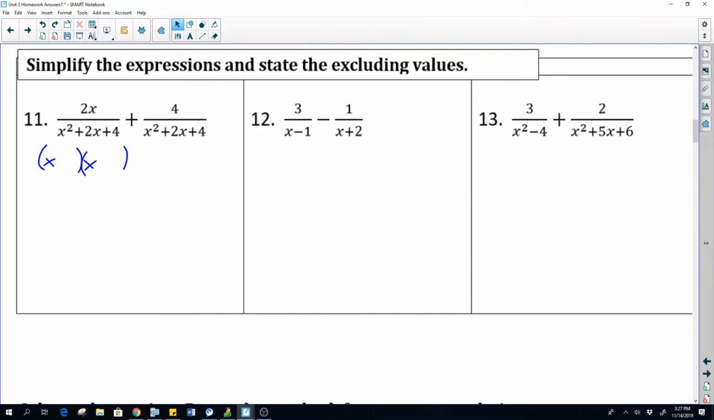I don't think that factors. And so factors of 4 would be 2 and 2. That's not going to work. How would you find the exclusions on this one? This is crazy.